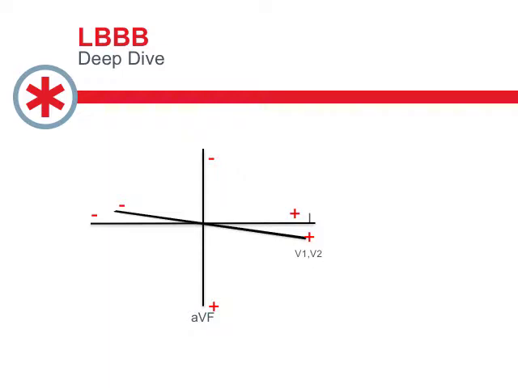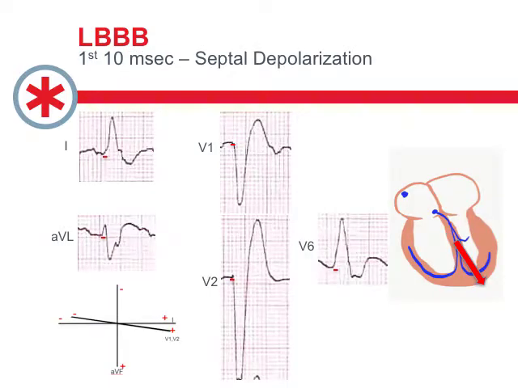So you can get a 3-dimensional picture of what direction an electrical current is going by looking at where it's moving on these leads. And we're going to use that to describe what happens in the bundle branch blocks. Okay, this is a bit of a busy slide, but I'm going to walk you through it.